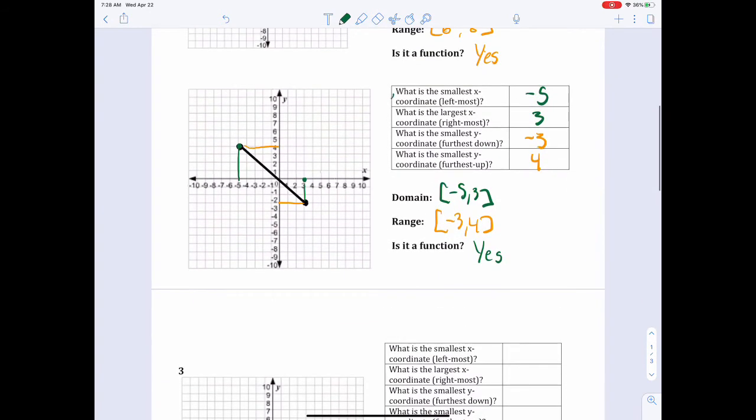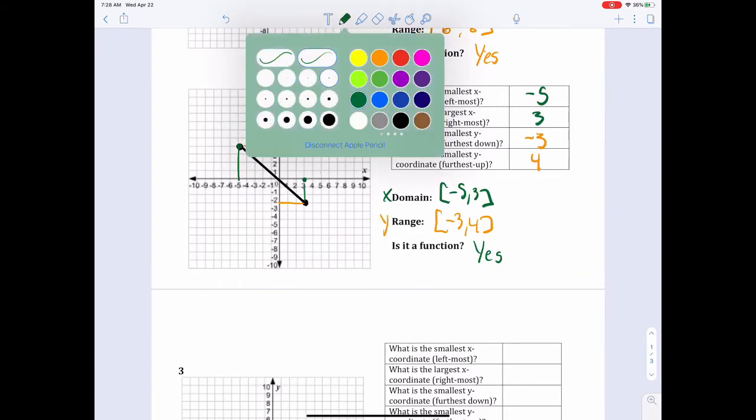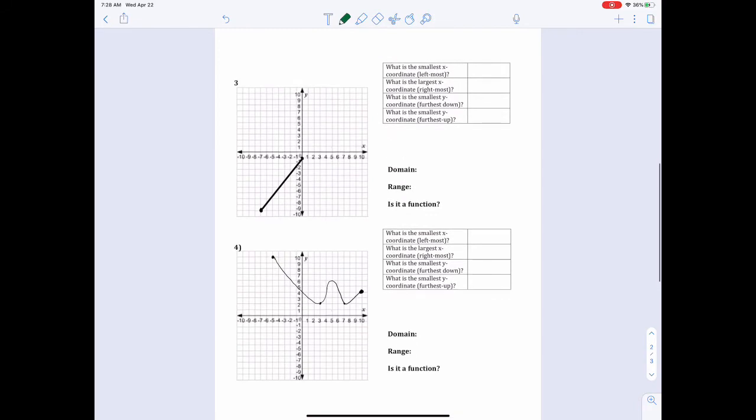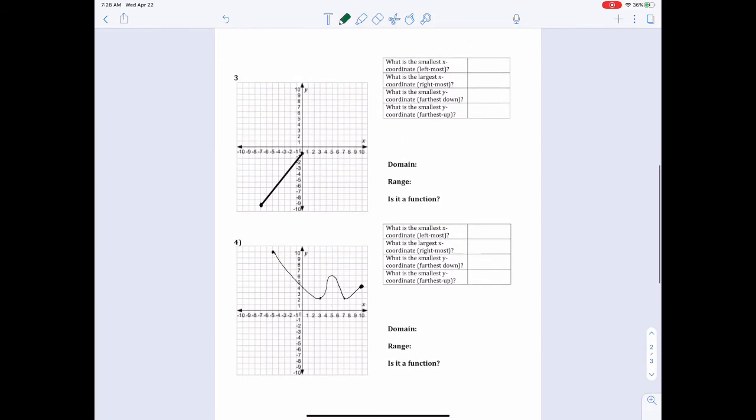These are the x values you use for your domain. These are the y values you use for your range. Okay, number 3 here and number 4. Give that a shot and I'll give you guys the answers. Okay, so here the leftmost point is going to be -7. The rightmost is going to be 0. So the domain is -7 to 0.